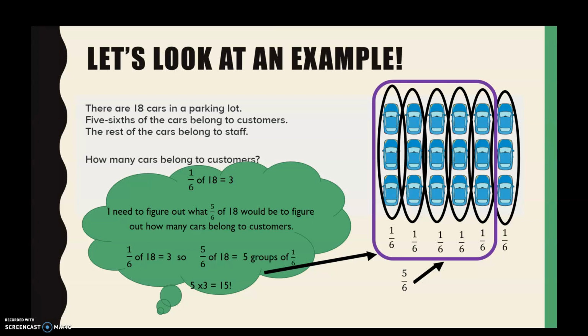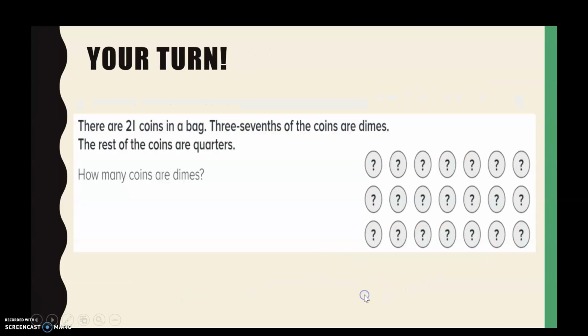And then double check, does your answer make sense? There were 18 cars to start with. 5/6 of them belong to the customers. The rest belong to the staff. So my answer needs to be less than 18, which 15 is. And 5/6 is pretty close to 1 whole, so my answer should be pretty close to 18. So 15 is a reasonable answer. All right, let's look at another one.